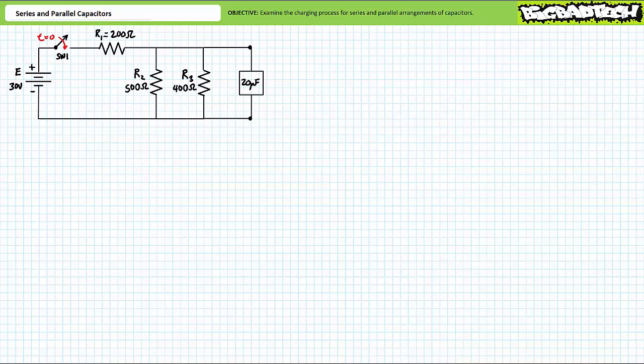Therefore, our first challenge is to see how this 20 microfarad box undergoes the charge process as if it was a single 20 microfarad capacitor. Let's assume this 20 microfarad element in question is initially uncharged, i.e. it has initial voltage of 0 volts.